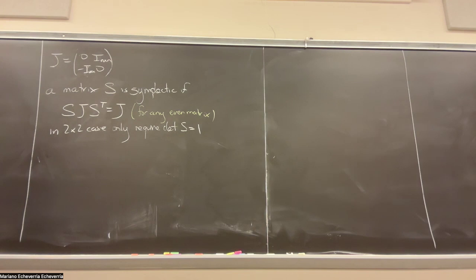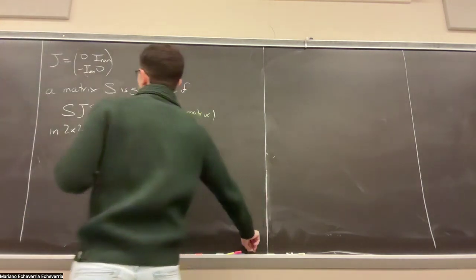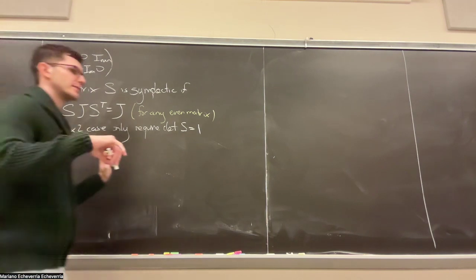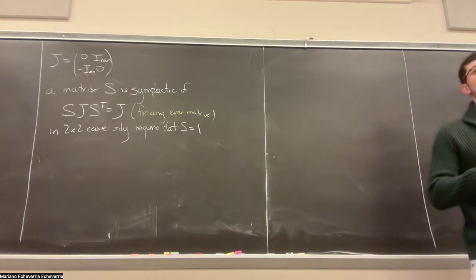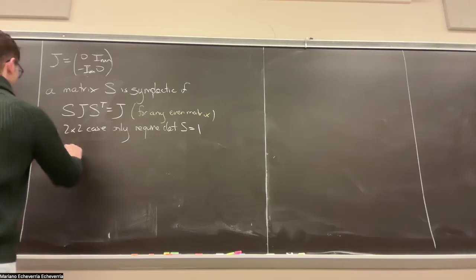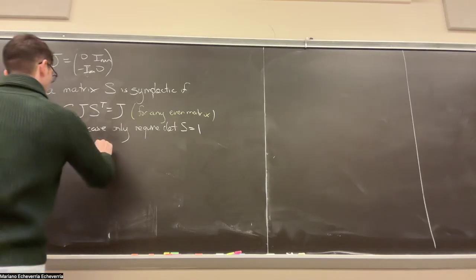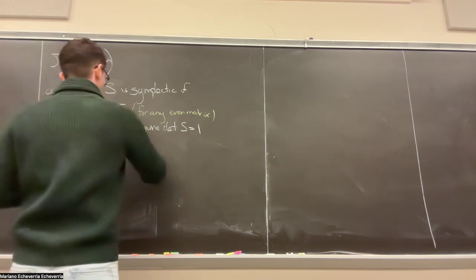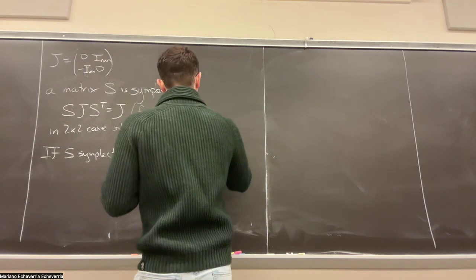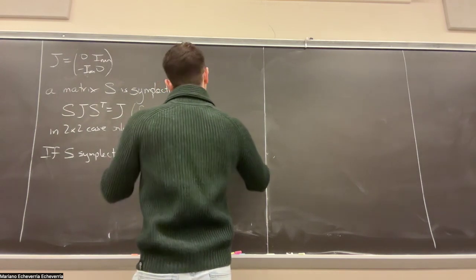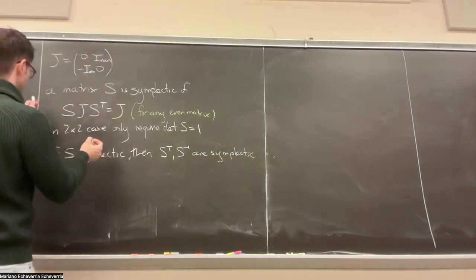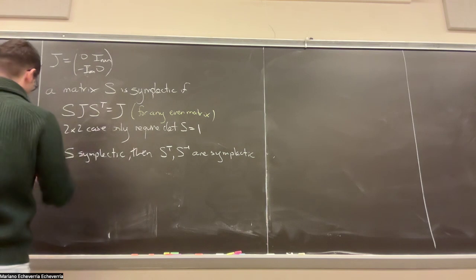And there are some things that happen with these matrices being symplectic. For the structure of these matrices, if S is symplectic, then the transpose and also the inverse are symplectic, that's kind of important, useful. And again, this is true for any even size. And also the identity is symplectic, that's easy to check here.